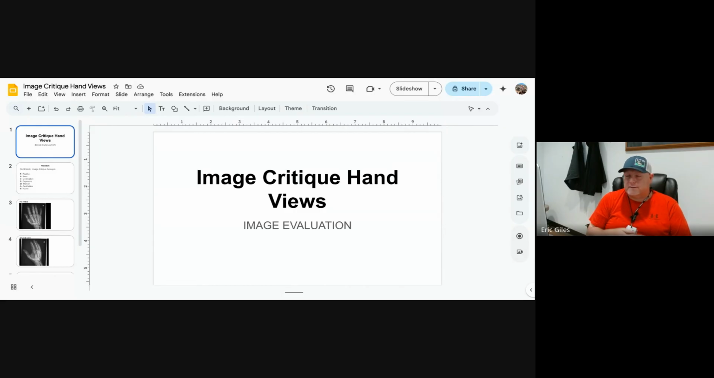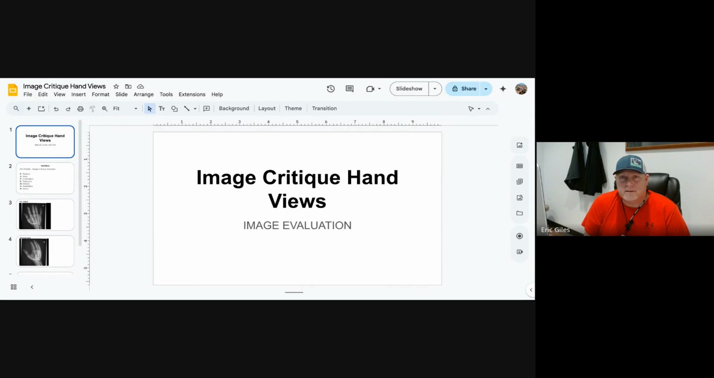So what I'm going to do is take a body part each week, and we're going to do a critique on the images for that body part. We'll go over some things to look for, exactly what needs to be seen on each image that you take, what to look for as far as quality goes, contrast, things of that nature, and some things to avoid as well.